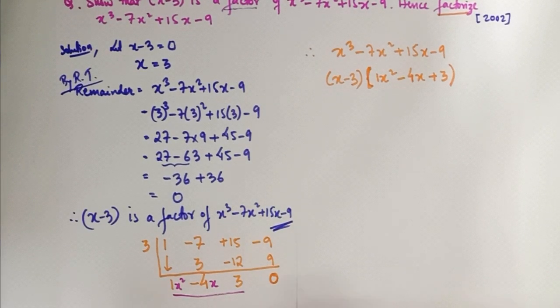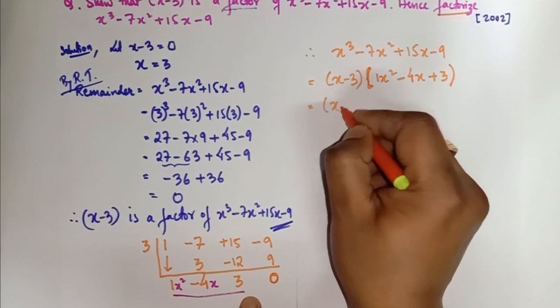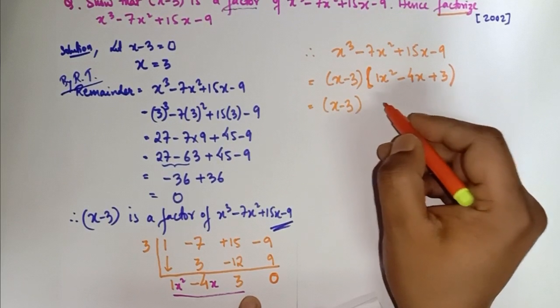So how do we factorize this? You know that it's breaking the middle term. So this will remain as it is. X minus 3 will remain as it is. Now on this side you have to do the breaking of the middle term.